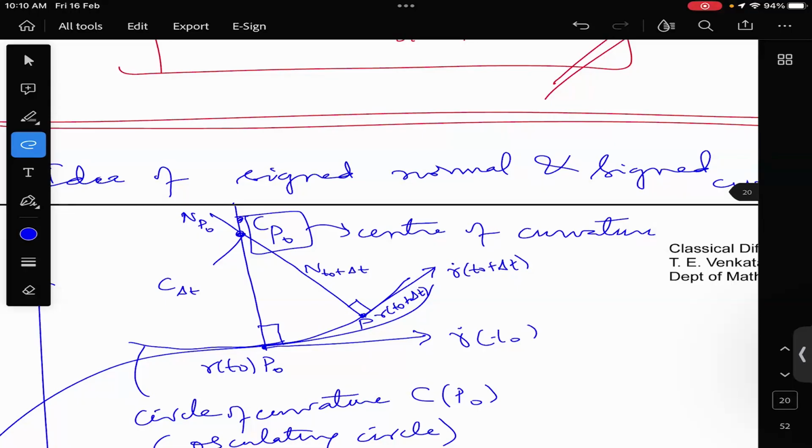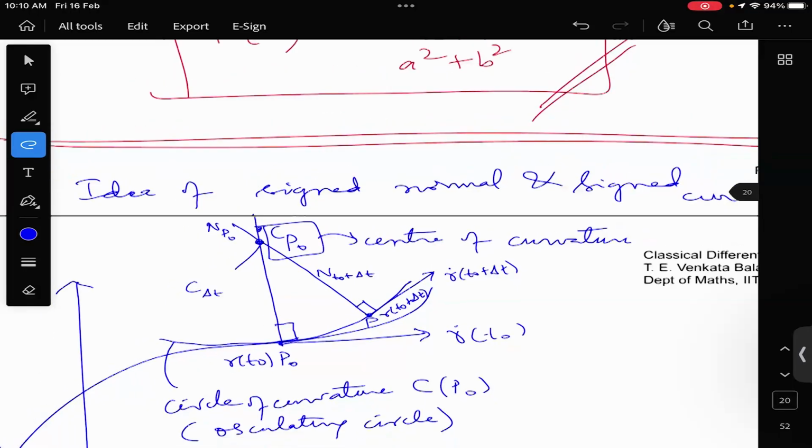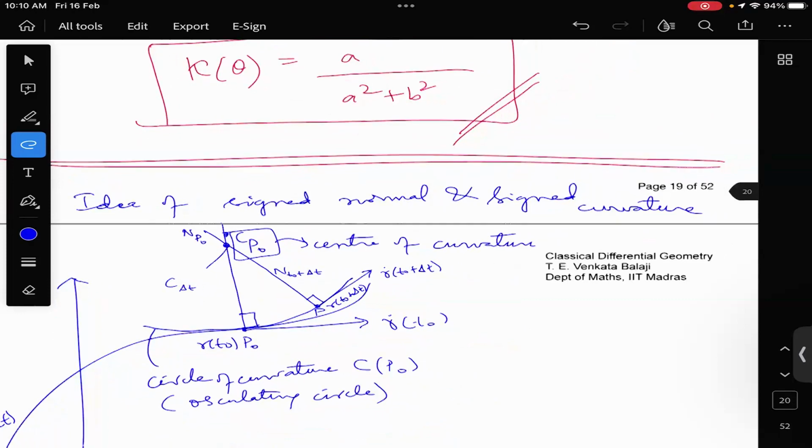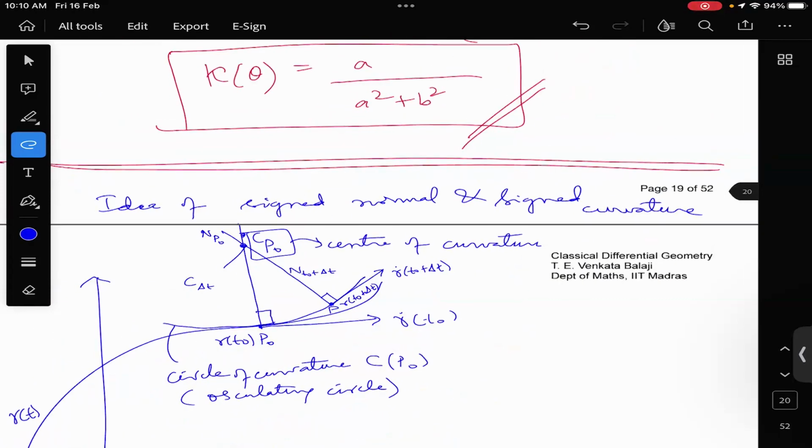But the point I want to make is that when we tried to write this down as a vector equation, there was a necessity to introduce this business of signed normal and signed curvature. So the idea of signed normal and signed curvature was necessitated in a geometric way. All right. So what was that?